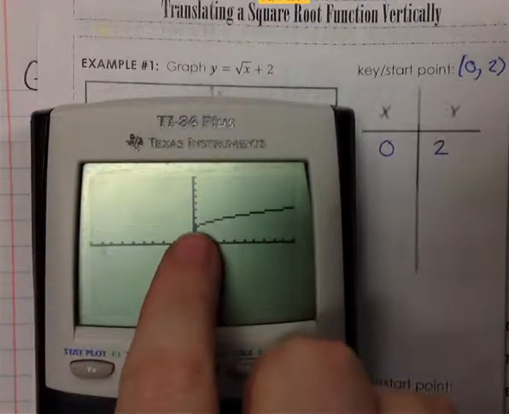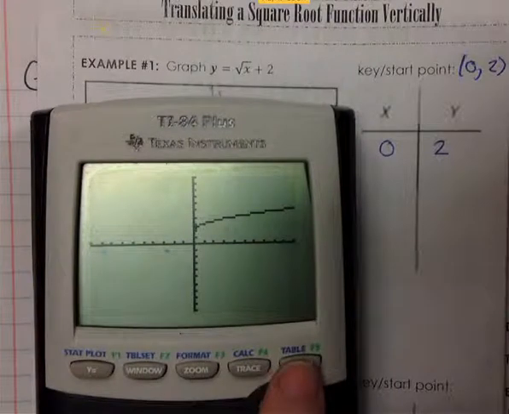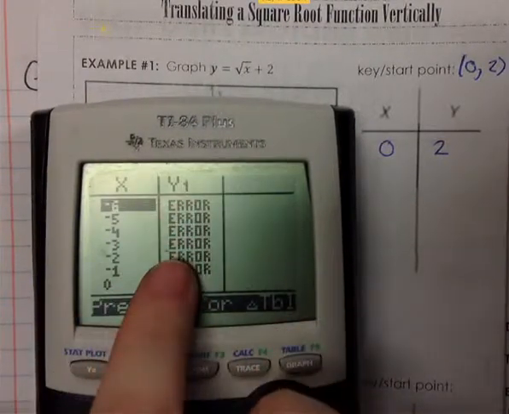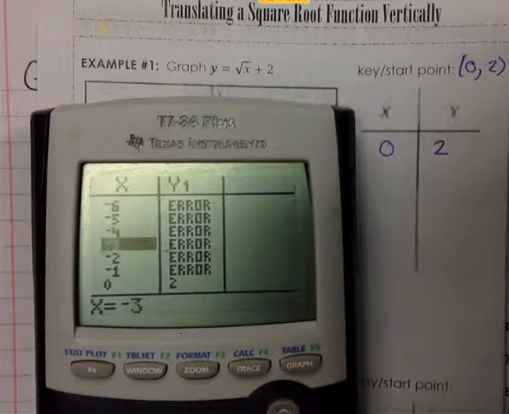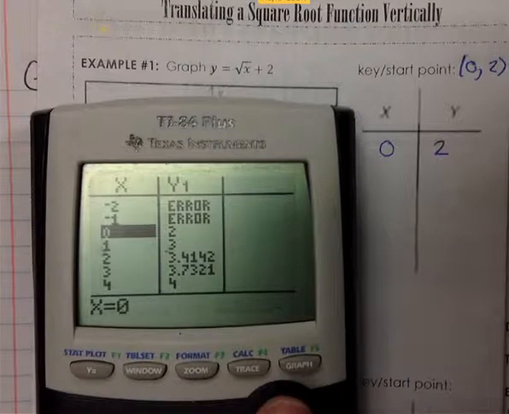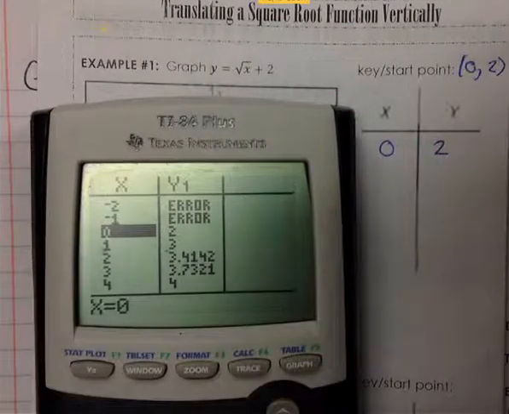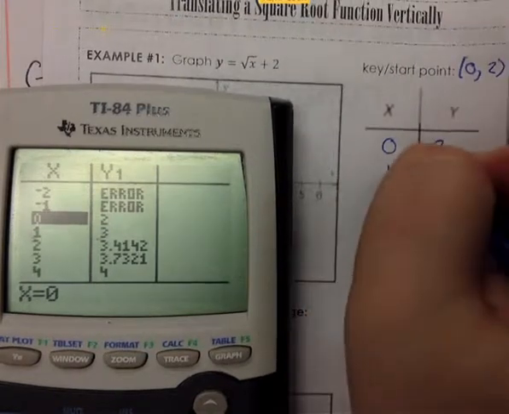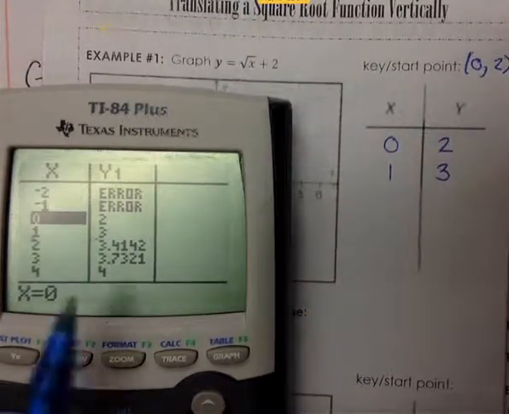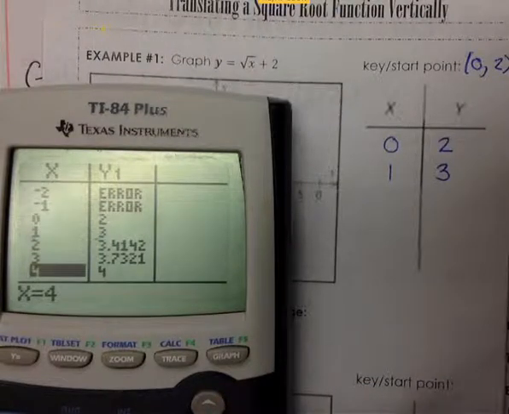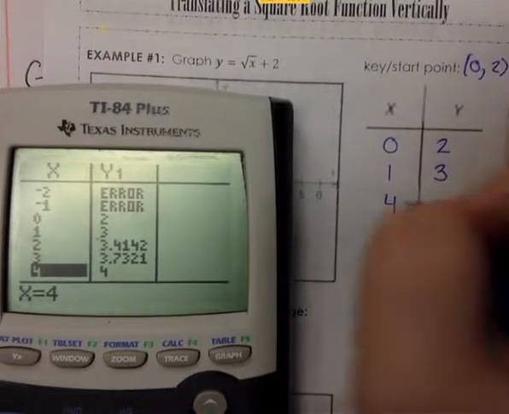Now it does start at 0, 2, and if we go to our table, which is second graph, we have errors here because we can't take the square root of a negative without getting an error. So 0, 2 is actually our start point, which is what we said it should be. The next good coordinate would be 1, 3, so I'm going to put 1, 3 here. Then we do have some decimals, which we want to try and avoid if possible. Next good coordinate would be 4, 4.